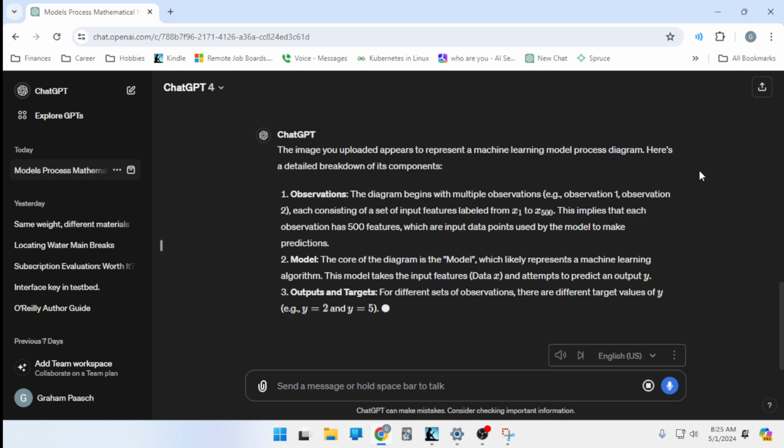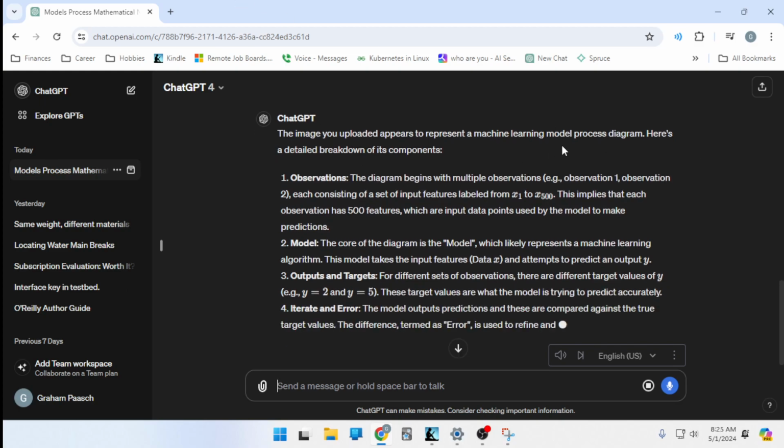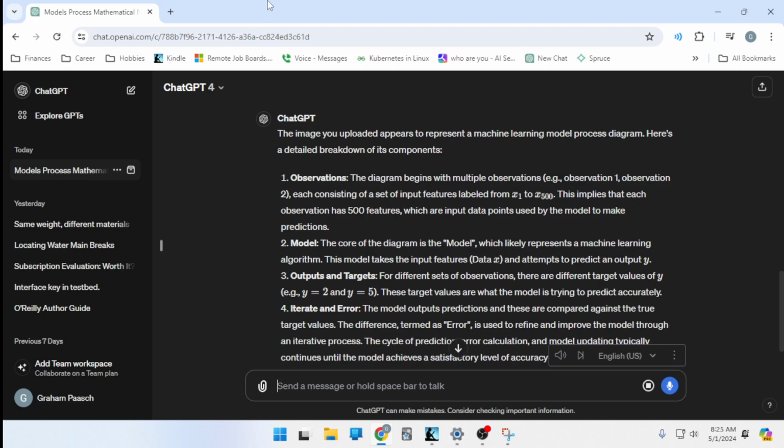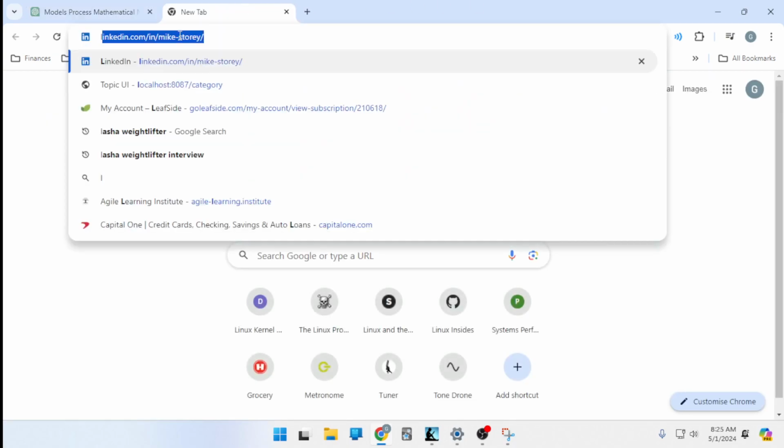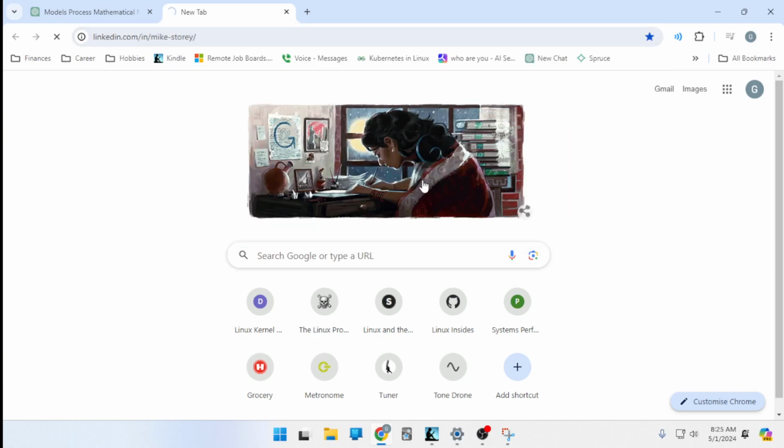Model. The core of the diagram is the model, which likely represents a machine learning algorithm. This model takes the input features, data x, and attempts to predict an output y. Outputs and targets. For different sets of observations, there are different target values of y, e.g., y equals 2, y equals 2, y equals 2, and y equals 5, y equals 5, y equals 5. These target values are what the model is trying to predict accurately.